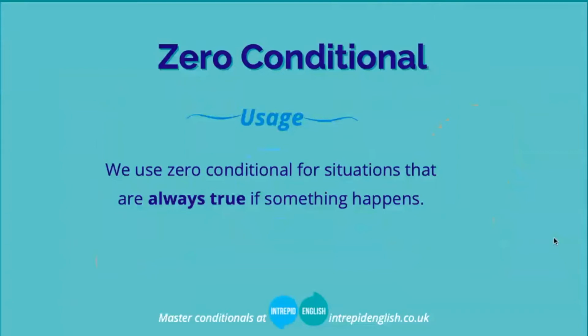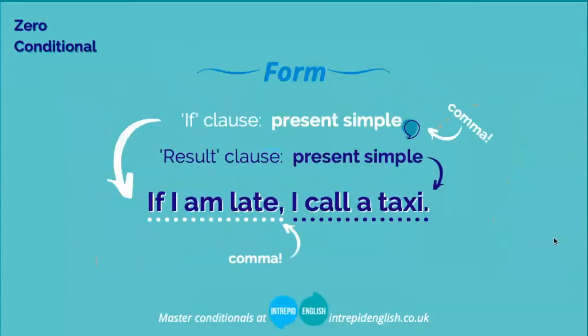So we use the zero conditional for situations that are always true if something happens. So this is often used in science and other instructions. When something happens, something else always happens. Okay, so how do we make this conditional sentence? We use the present simple in the if clause, followed by a comma. And then in the result clause, we use the present simple as well. So that's easy. Present simple, present simple.